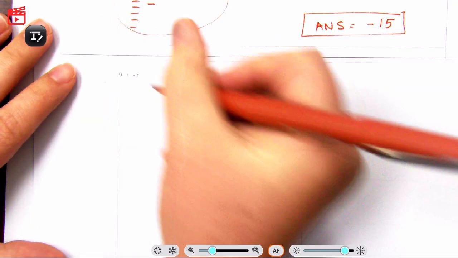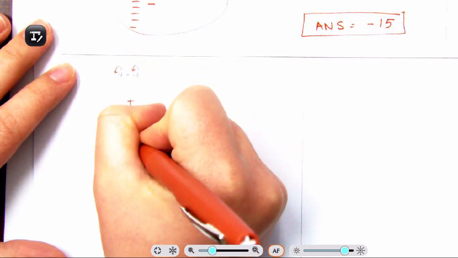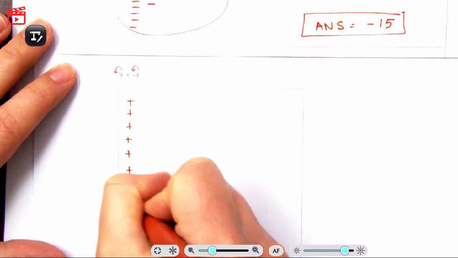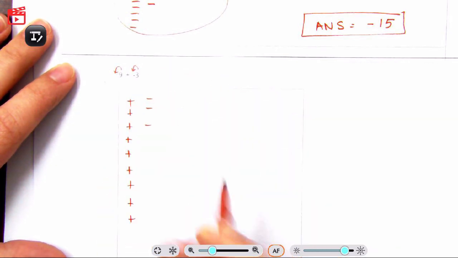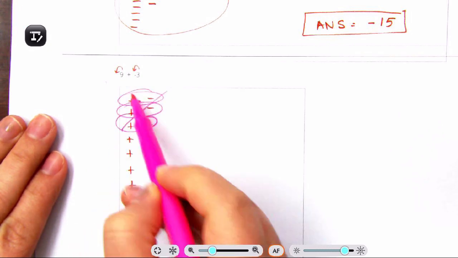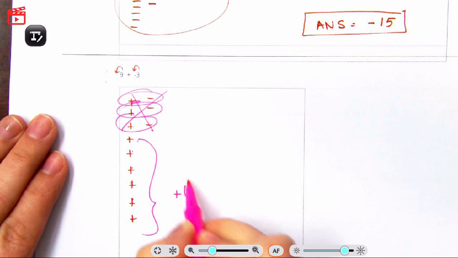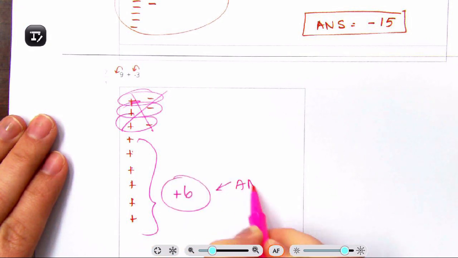All right, let's move on to number 7. I have 9 positives and 3 minuses. 1, 2, 3, 4, 5, 6, 7, 8, 9. 1, 2, 3. You can already see that I'm going to have 3 zero pairs. They go away. What is left over? 1, 2, 3, 4, 5, 6. 6 positives is left over, and that is your answer. All right, let's move on.